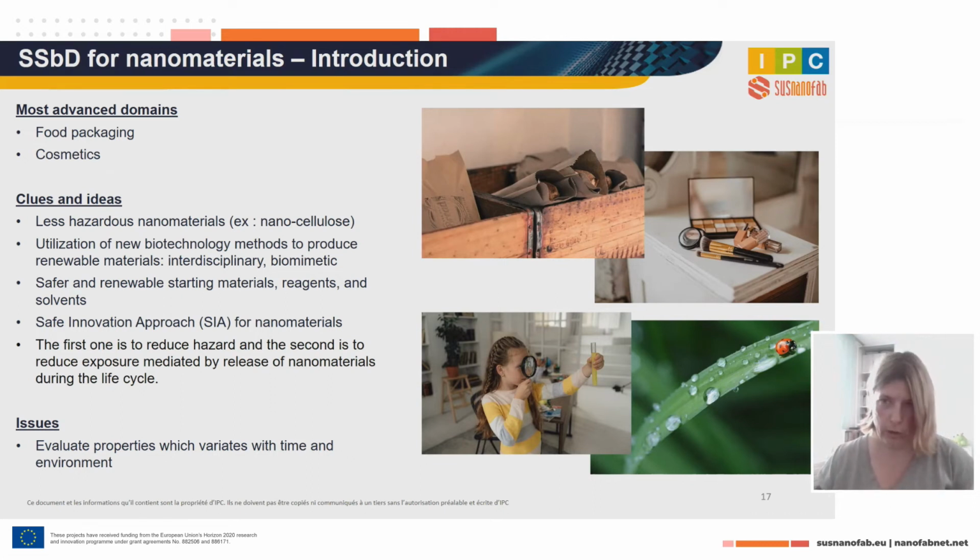And they also worked on the fact that the first point is to reduce hazard, and the second point is to reduce exposure. For nanomaterials, those who have worked on SSBD found it more important to reduce hazard and search for new innovative solutions that directly answer the concept. A specific problem for nanomaterials and SSBD is for sure that the properties of nanomaterials are changing and varying with time and conditions of use or environment. So it makes the rating more complex compared to other fields, compared to material rating, for example.